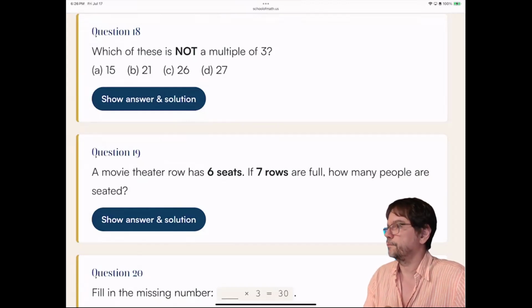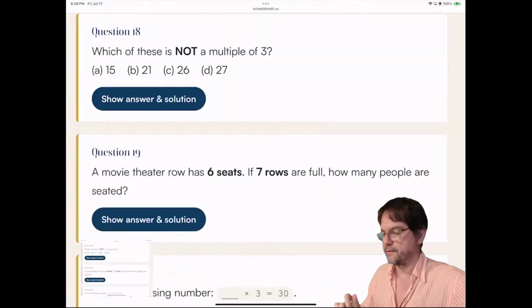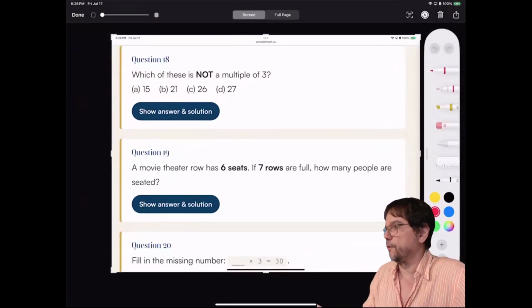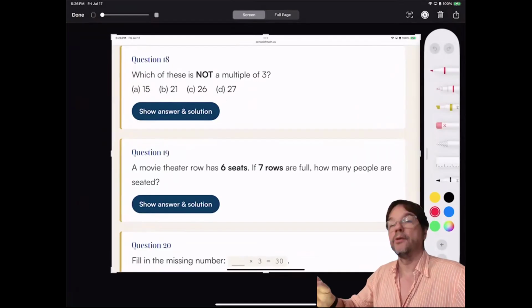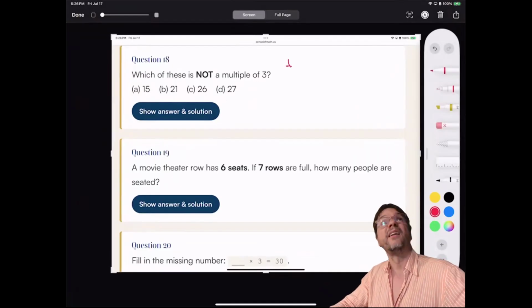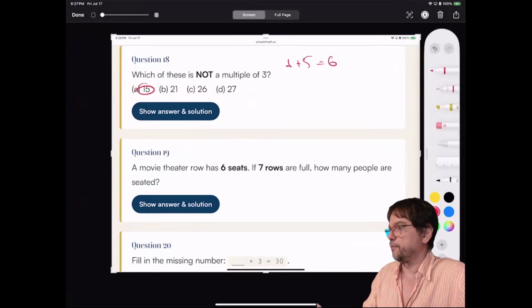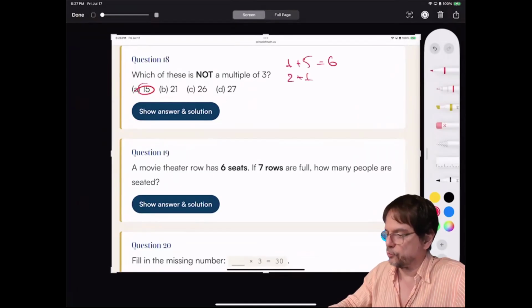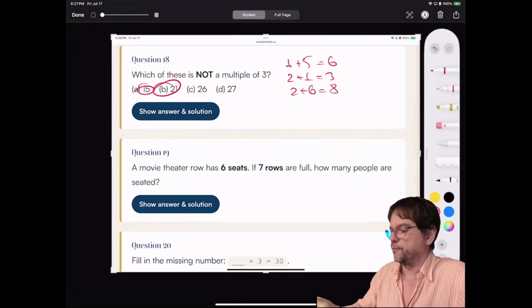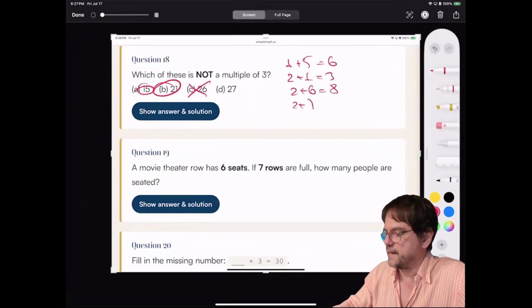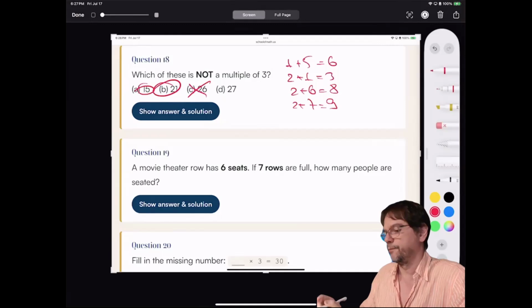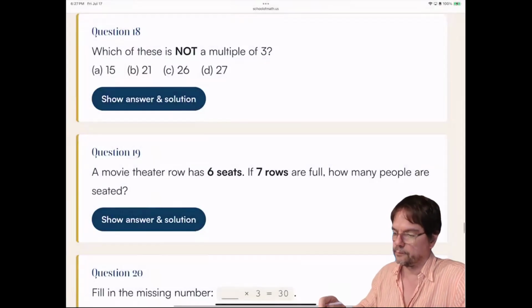Next one. How do you know so fast? Okay, you know because it's easy and you know the multiples of 3. But look, 1 plus 5 is 6, so it's a multiple of 3. Do you agree? 2 plus 1 is 3, a multiple of 3. 2 plus 6 is 8, not a multiple of 3. 2 plus 7 is 9, a multiple of 3. Okay?